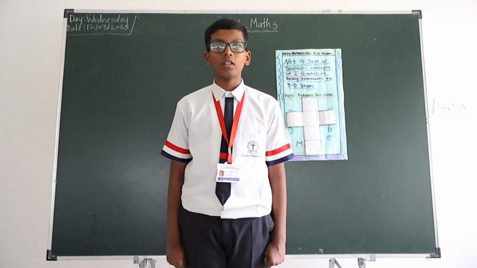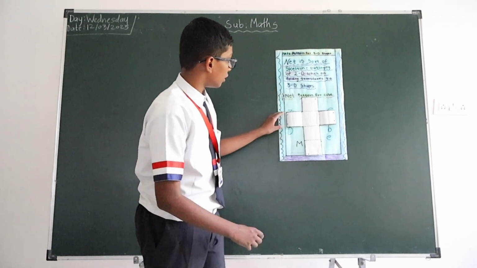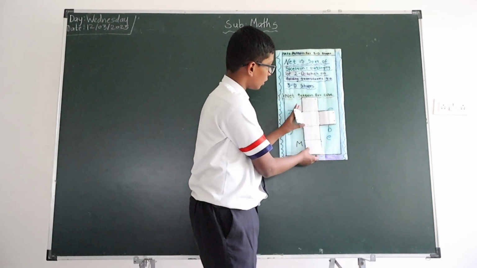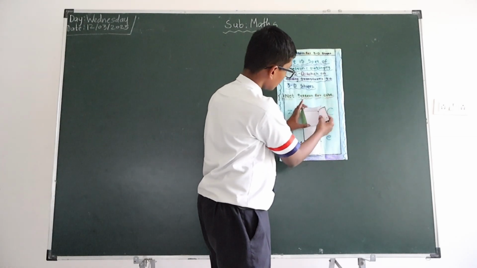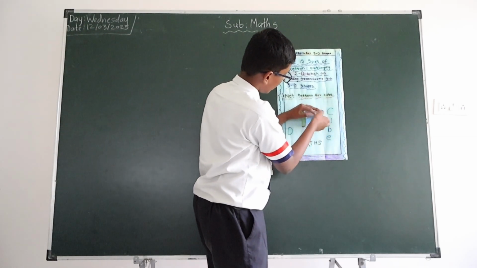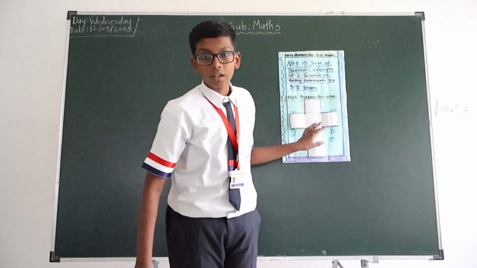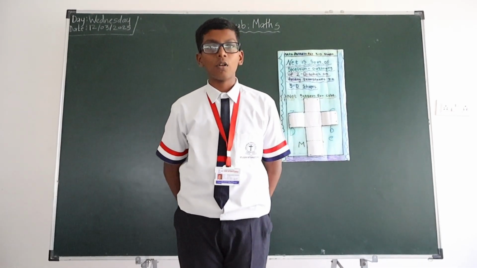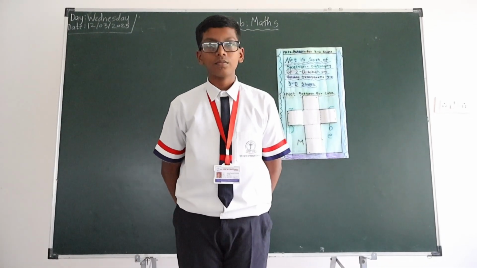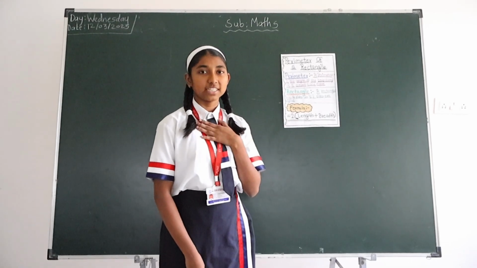This cube has 12 edges, 6 faces and 8 vertices. So this is the net pattern for a cube. After folding, it will transform into a complete cube. So friends, today we have learned net patterns of 3D shapes. Thank you.